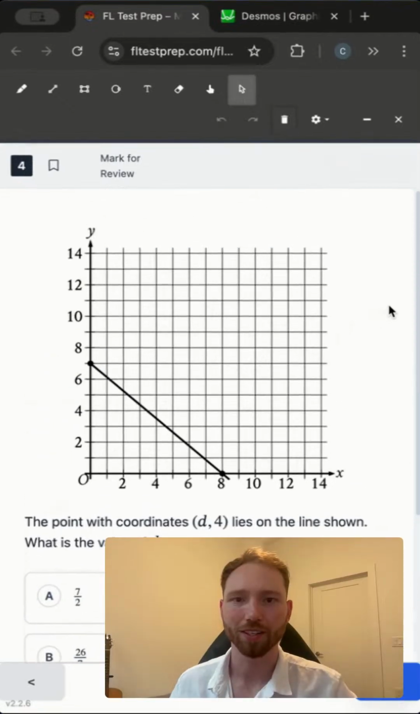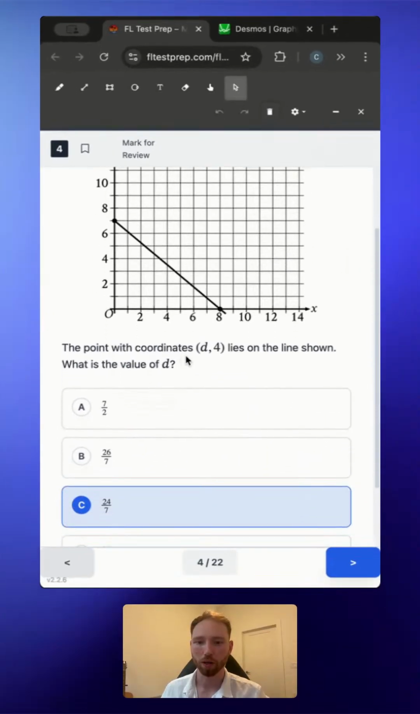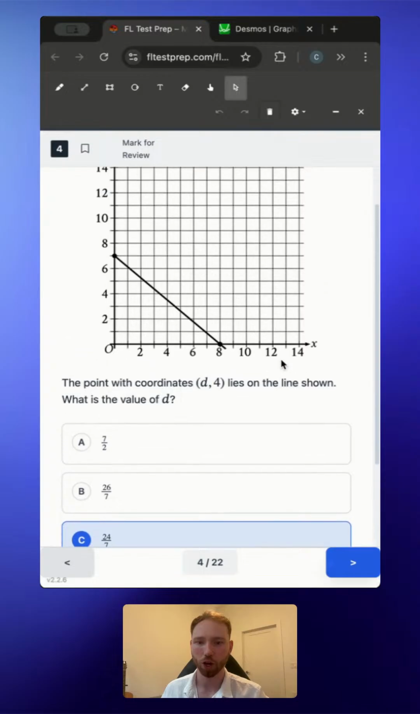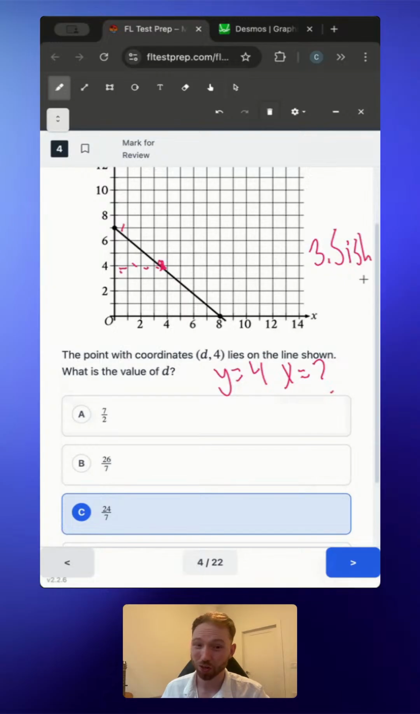Oof, can you solve this tough linear SAT problem? Looking at the graph, the point with coordinates (d, 4) lies on the line shown. What is the value of d? What's super tough about this problem is that they don't give me any solid units. So if I look at 4, y equals 4, x equals what? When I look at 4, it gives me 3.5-ish. Looking at the answer choices, A is 3.5 on the dot.